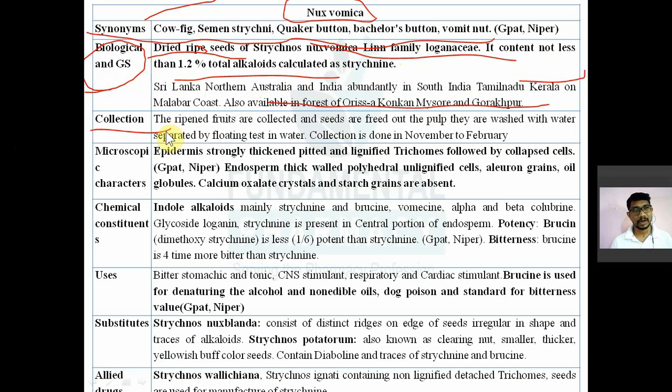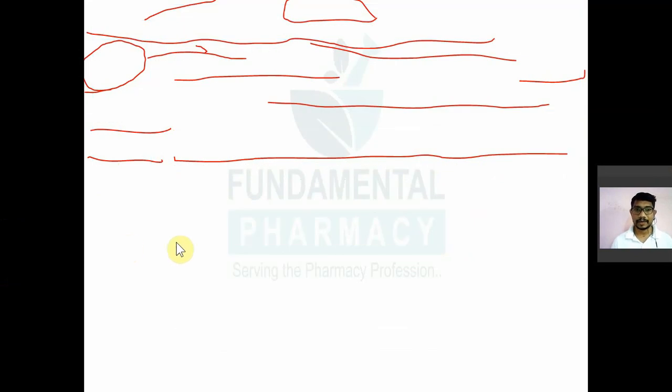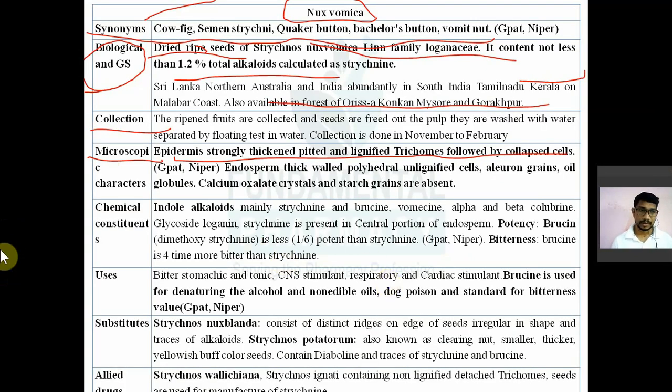The tribal people who live in the forest there used to collect it. Okay, and microscopic character is important. As it is said, the epidermis has strongly thickened, pitted and lignified trichomes followed by a collapsed cell layer. So this is an important microscopic characteristic of Nux-Vomica. Lignified trichomes followed by collapsed cell layer is the diagnostic microscopic characteristic of Nux-Vomica. Remember this, that is nothing but the lignified trichomes followed by collapsed cell layer.